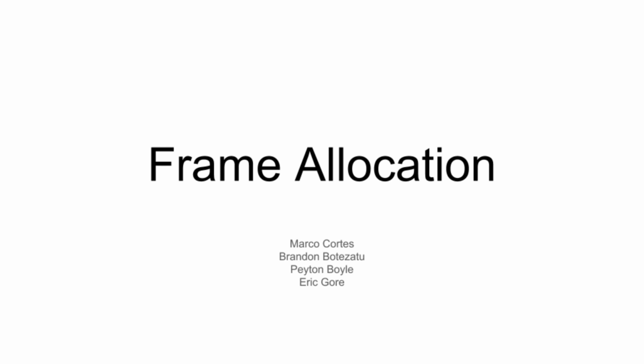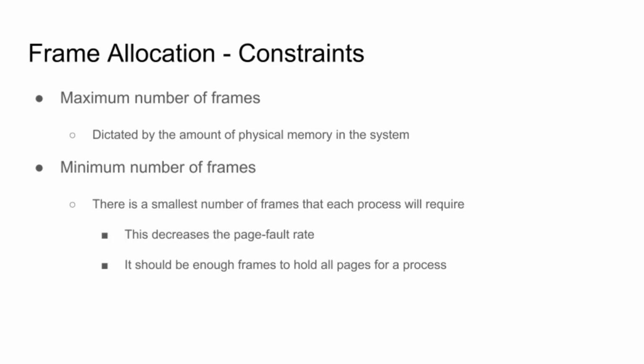Today we're going to talk about the choices and constraints when allocating frames to processes, and also different frame allocation algorithms and how different categories of page replacement algorithms can dynamically affect the number of frames for each process. The simplest constraint faced during frame allocation is the maximum number of frames allocated. This means that you cannot allocate more than the total number of available frames in the system, with that total number of frames being dictated by the size of physical memory.